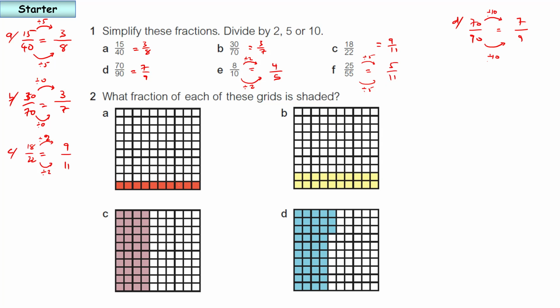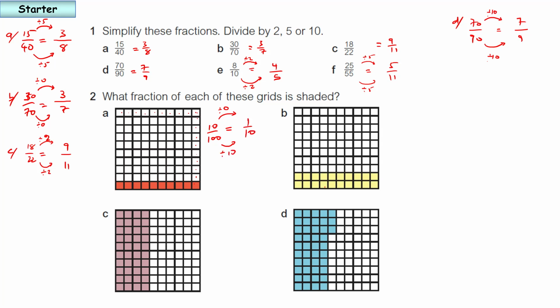Okay, and number 2, what fraction of these grids are shaded? Well, these are 100 squares. Let's just check. 1, 2, 3, 4, 5, 6, 7, 8, 9, 10 by 1, 2, 3, 4, 5, 6, 7, 8, 9, 10. So 10 times 10 is 100, so it's out of 100. 10 red squares are shaded, so that's going to give us 10 out of 100. I can simplify that. Divide by 10 for the numerator, divide by 10 for the denominator, gives us 1 out of 10.